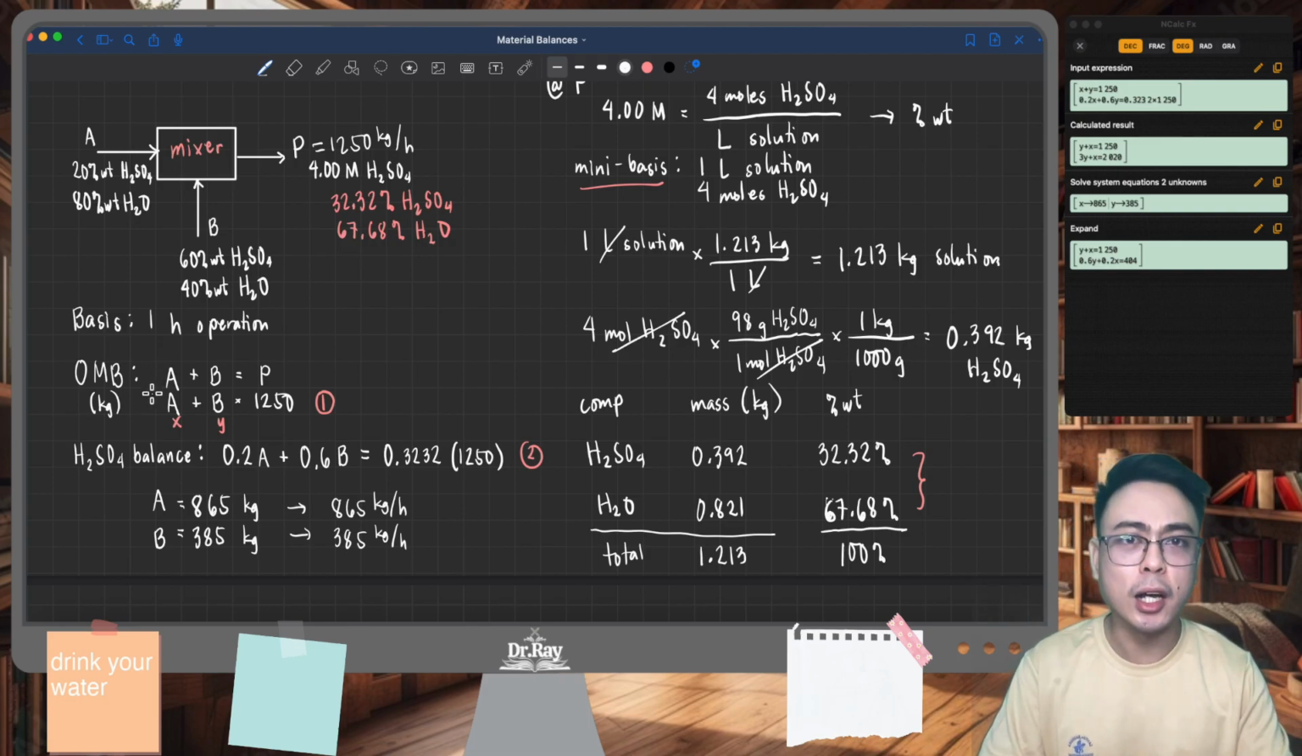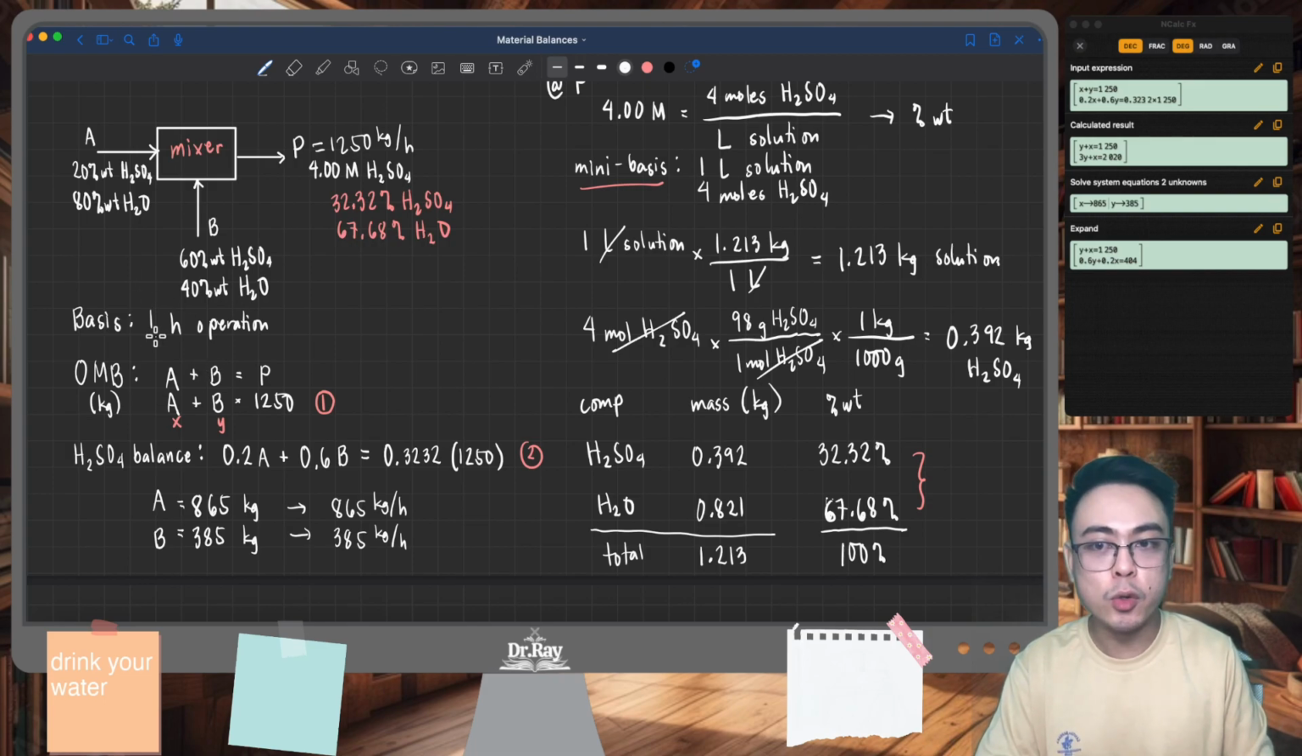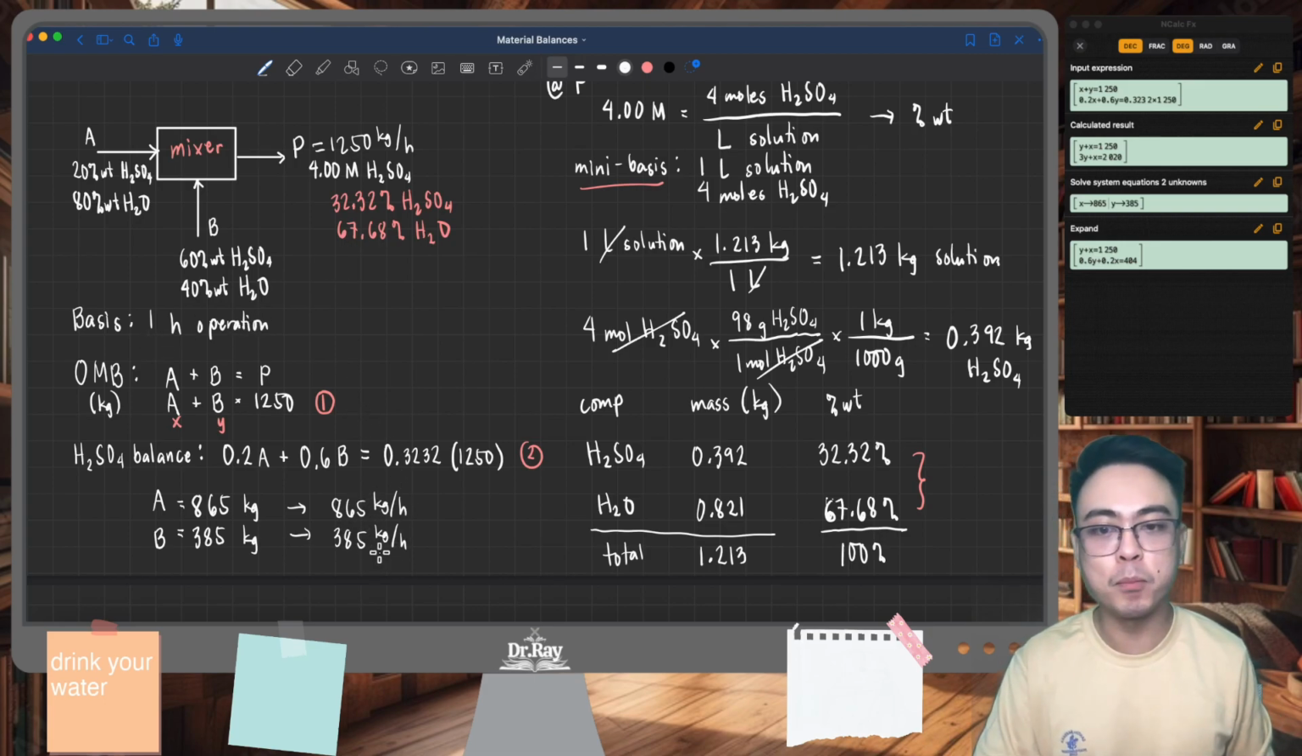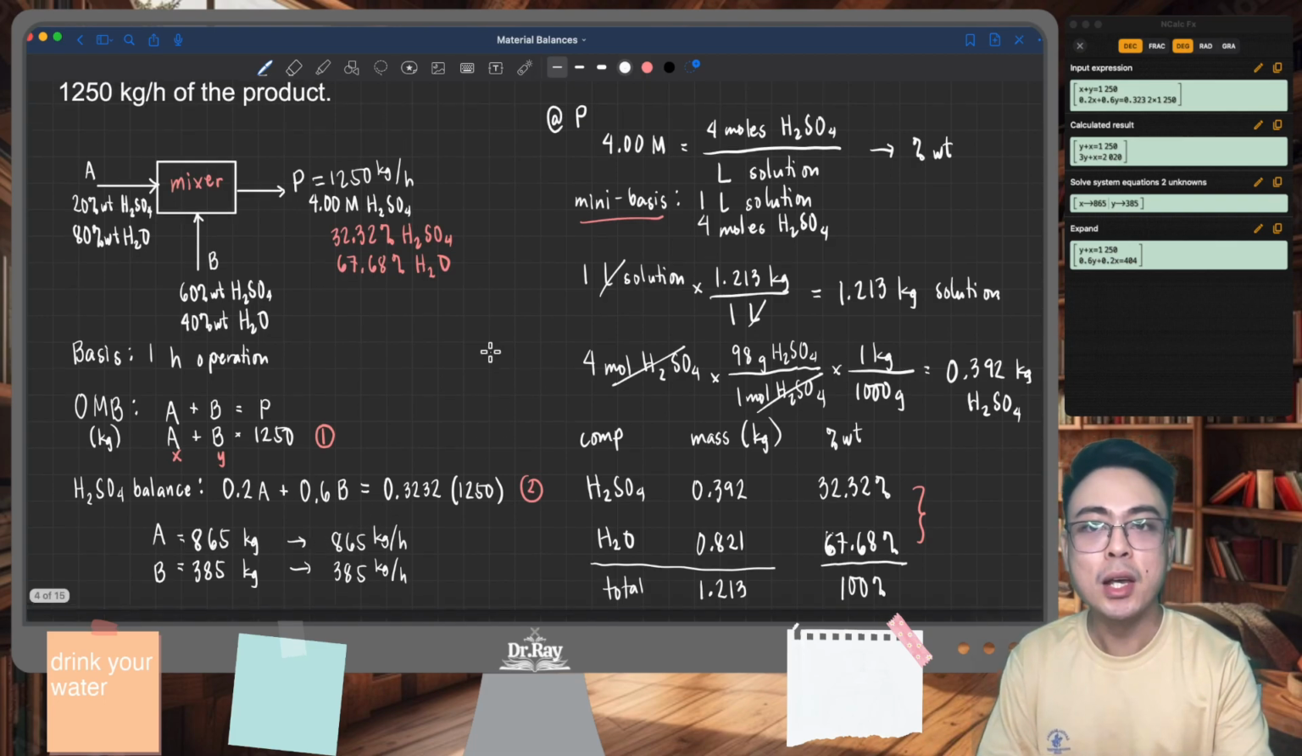Okay, so you can already see the importance of setting a very good basis, because if you choose a different number for this basis, you might have to perform additional calculations to determine the mass flow rates. But for us, we chose 1 hour of operation, so the mass is numerically the same as the mass flow rate for 1 hour of operation.